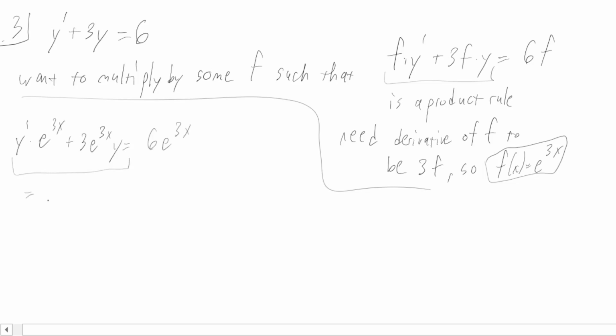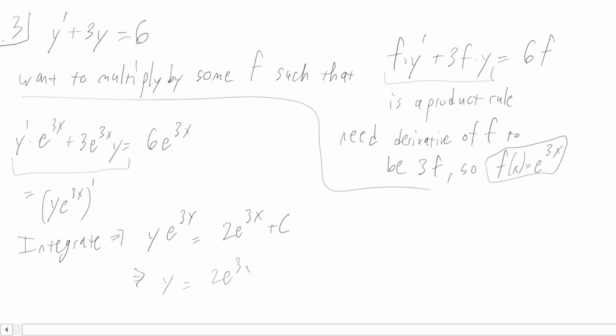And so now we just proceed like we did for the last two examples. We integrate both sides, and then we solve for y. So we're left with y equals 2e to the 3x plus c over e to the 3x, and that's equal to 2 plus c e to the negative 3x.